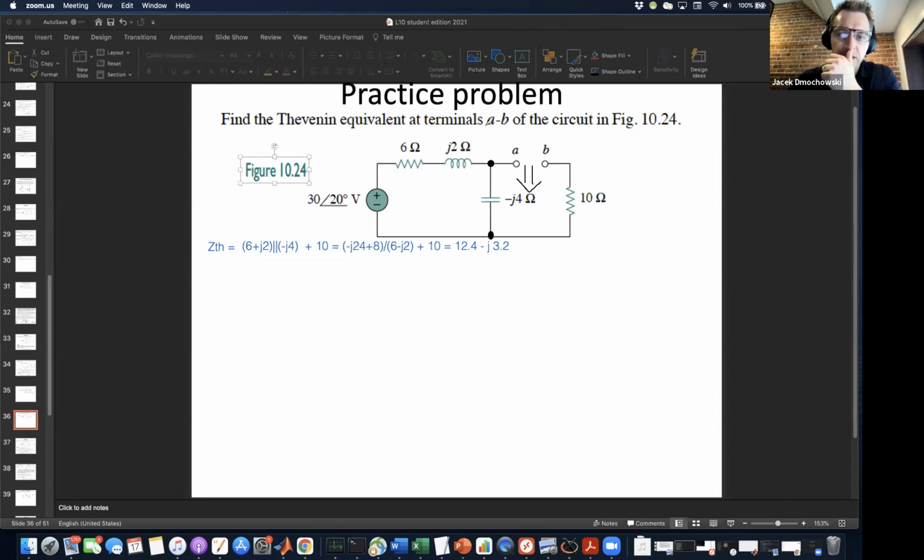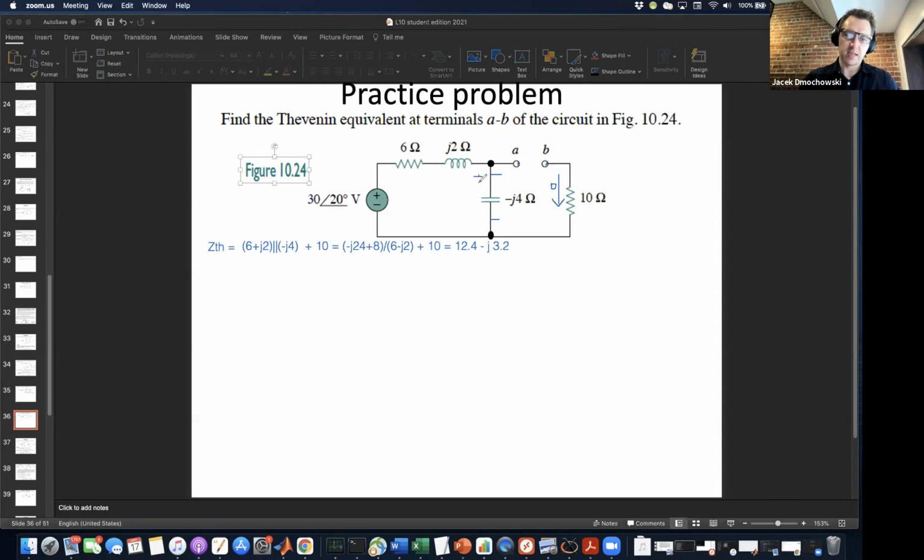So now I want to compute the voltage between A and B. Here's a good test for you guys: which element in this circuit is parallel with terminals A and B? The capacitor. Yeah, excellent. It is the capacitor. Why? Because there's no current flowing here, right? And so this here is my VOC.